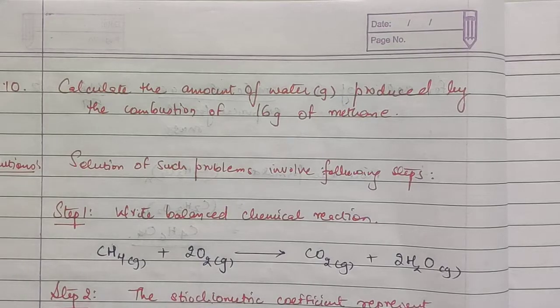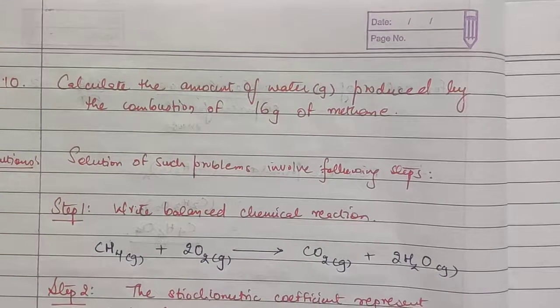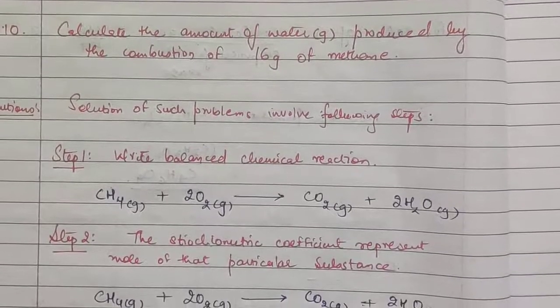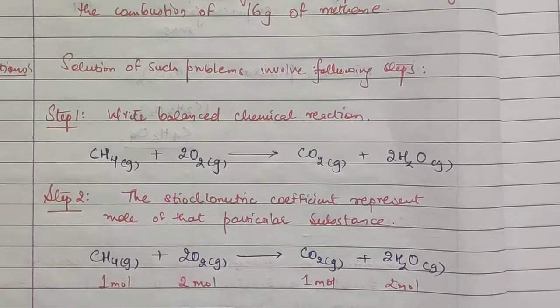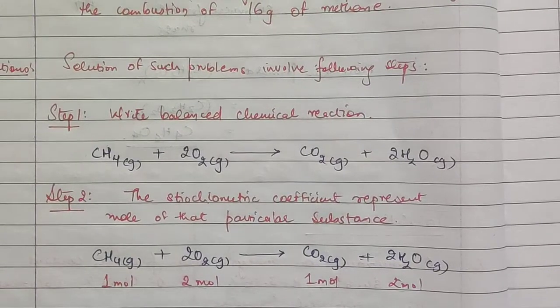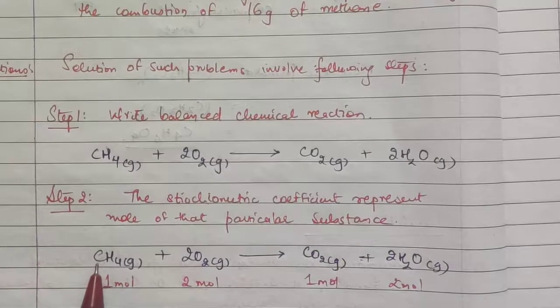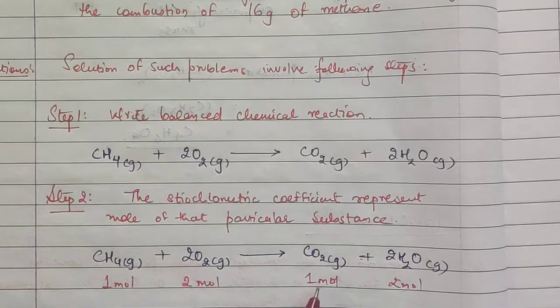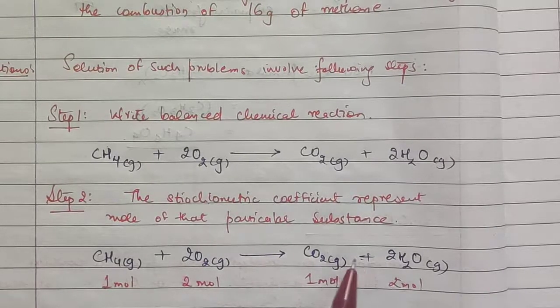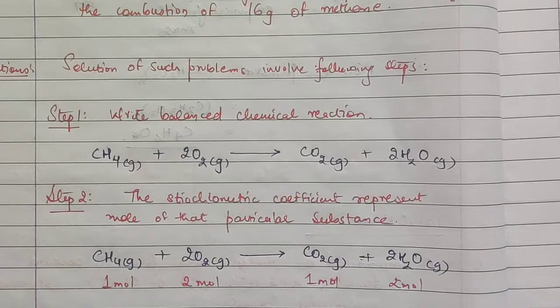Then the second step: the stoichiometric coefficient represents the moles of the particular substance, students, right? So whenever you have this, you just need to write their moles below them. That is, methane's stoichiometric coefficient is 1, so 1 mole. Oxygen's stoichiometric coefficient is 2, so it becomes 2 mole. Carbon dioxide is 1, so again 1 mole. And water vapor is 2, so it becomes 2 mole, students. Clear? I hope it's simple till now.